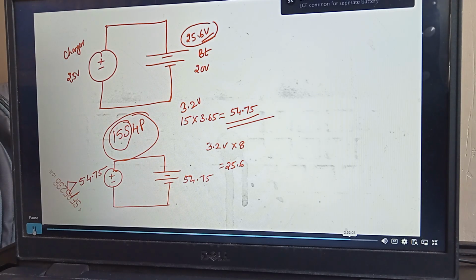Anyone, any doubt? See, it is not for separate batteries, sir. It is separate chemistry. Lead acid is a different chemistry, lithium ion is a different chemistry, LFP is a different chemistry. That's what we have seen in the beginning of the class.